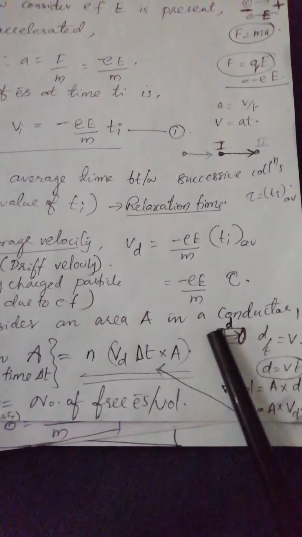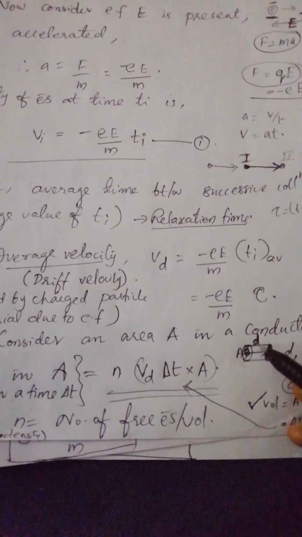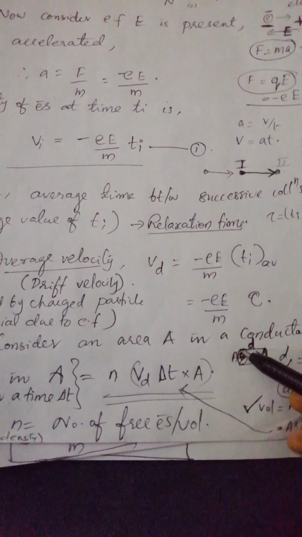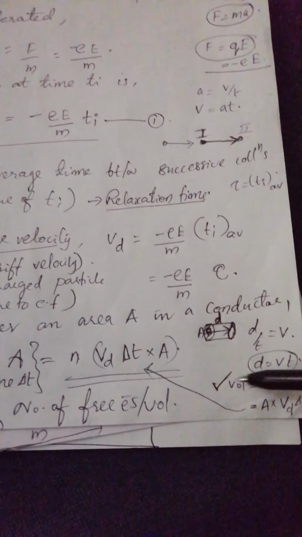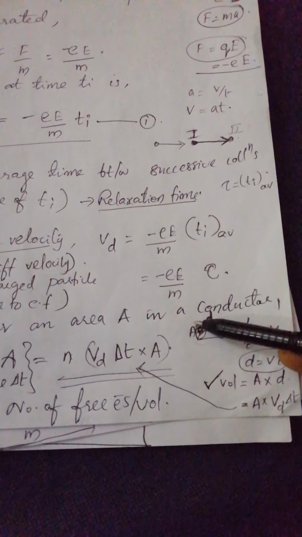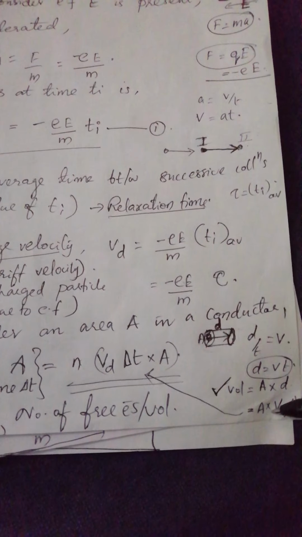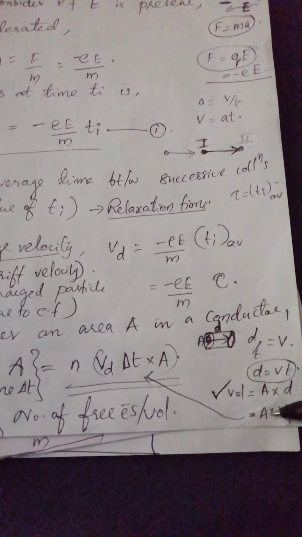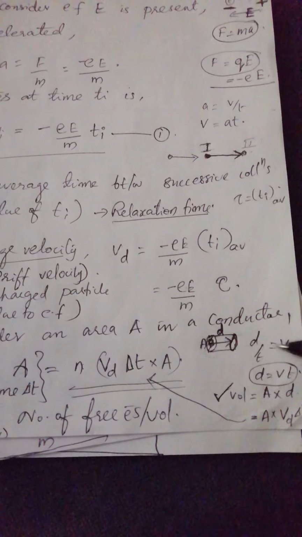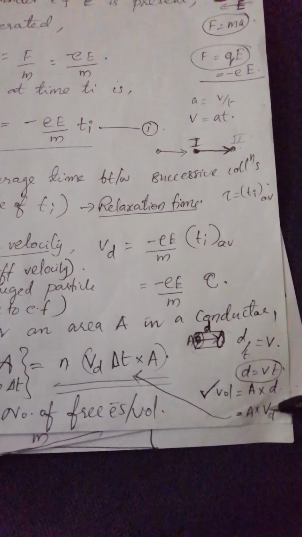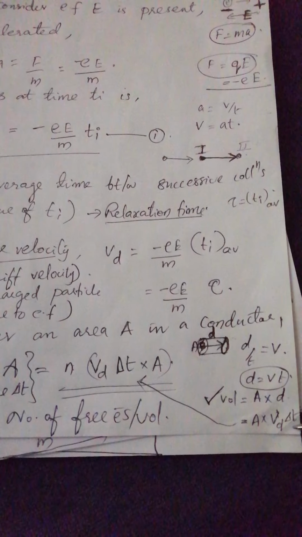Now let us consider a conductor with an area A, and we are considering a part of the conductor with area A and distance D. So how can we find the volume of this portion? Volume is area into distance. And we already know that distance by time is velocity, so instead of distance we can write velocity into time. Here velocity is the average velocity attained by the electron in a time delta t.